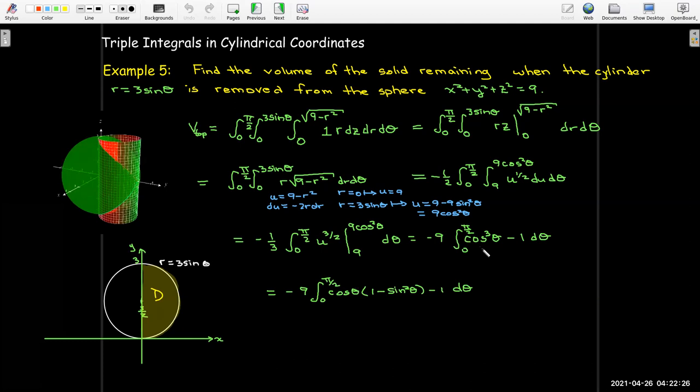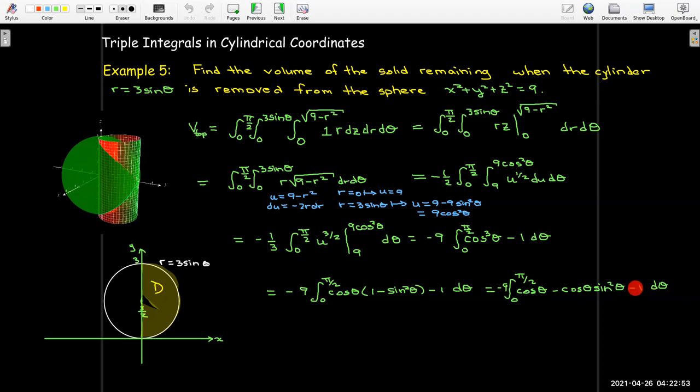So cosine cubed, I think of as being cosine times cosine squared. Cosine squared is 1 minus sine squared theta. This is a technique we learned in Calc 2. And so I'll distribute the cosine theta inside the parentheses. That'll give me 2 fairly simple integrals. Antiderivative of cosine theta is just sine theta.